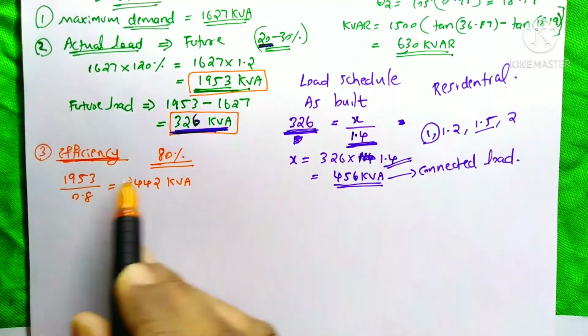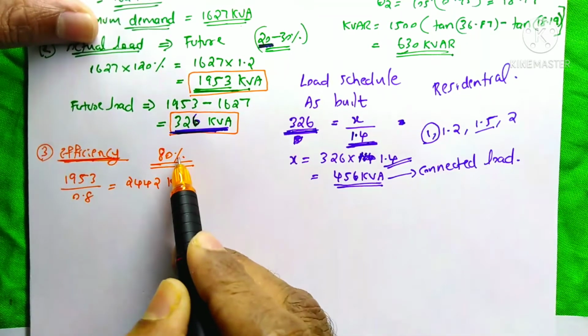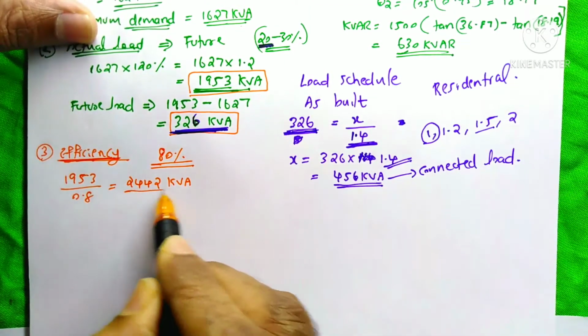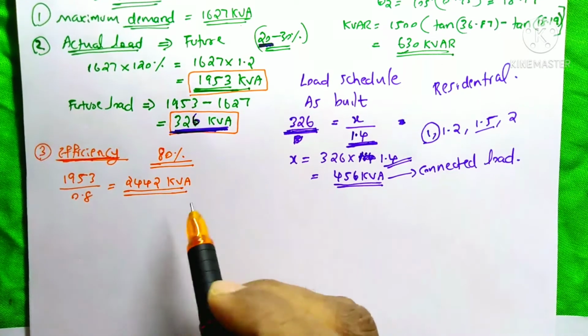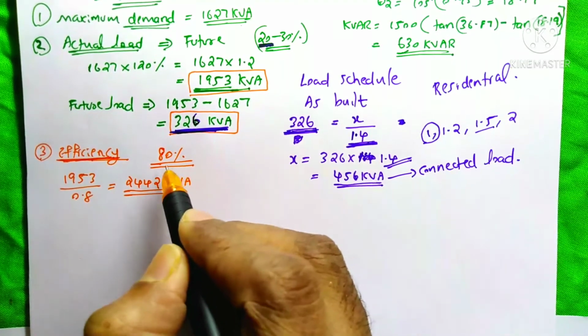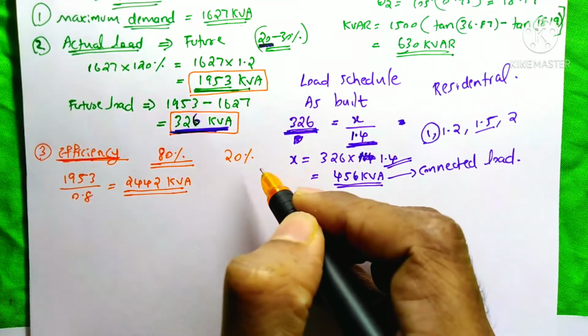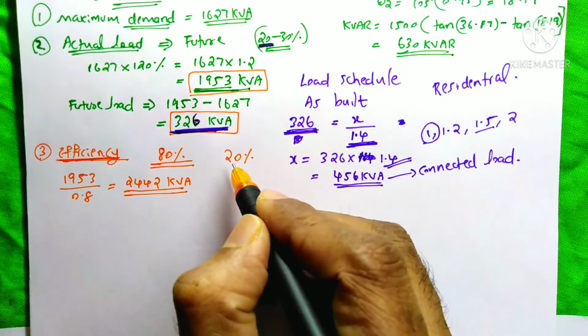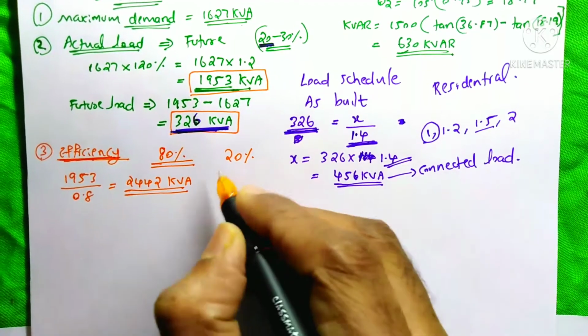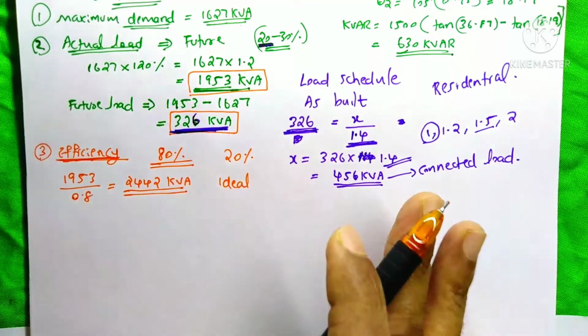So here the answer will be 1953, meaning our actual load divided by 80%, meaning 0.8. So it will be around 2442 kVA. Why are we actually doing it like this? Because if our transformer has an efficiency of 80%, it means 20% is loss. It means we need to compensate for this 20%. No transformer in this world is ideal, meaning it has some wastage.